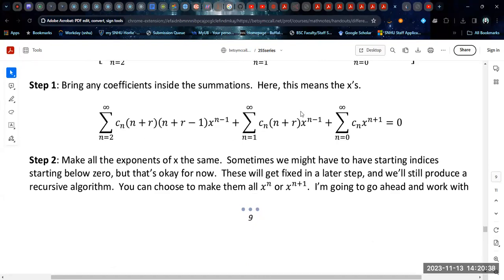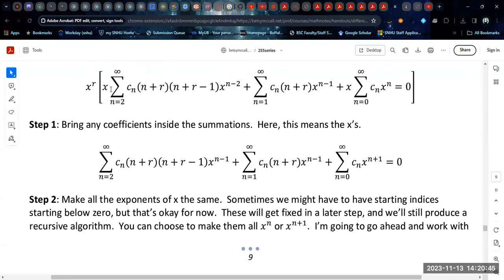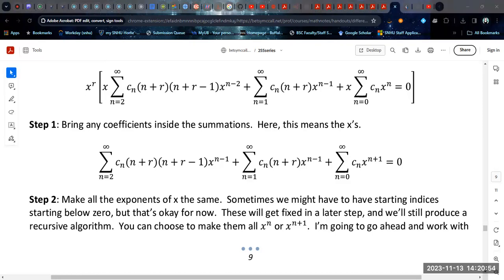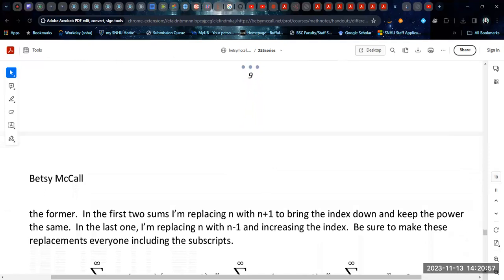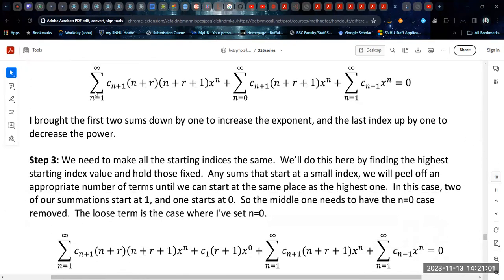So we've got our summations. We want to bring our x's inside of the summation. So this x out here, bring that inside. This x out here, bring that inside. We can make all of our powers x to the n so that they're all the same power. Again, this is the same thing that we did in the previous step. Again, the only difference so far is this n plus r instead of just n.